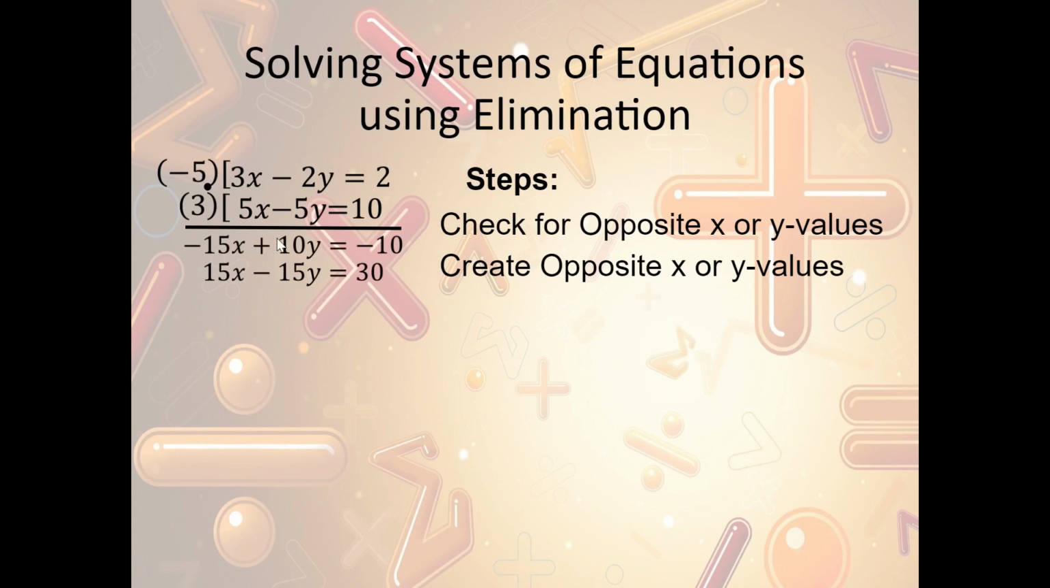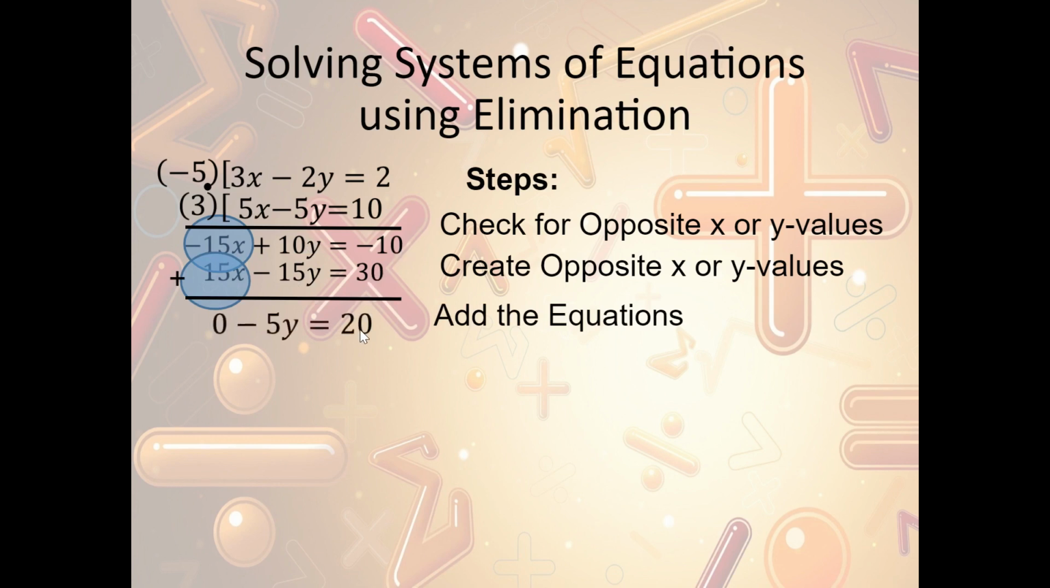When I multiply this out, I end up with -15x plus 10y is equal to -10. And when I multiply this one out, I end up with 15x minus 15y is equal to 30. Now I have opposites, so I can just go ahead and add them. The x's cancel out, and I'm left with 10y plus -15y, which is -5y. And -10 plus 30 is 20. So I'm left with -5y is equal to 20.